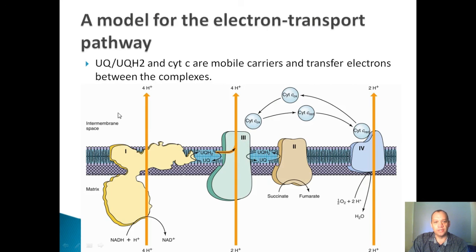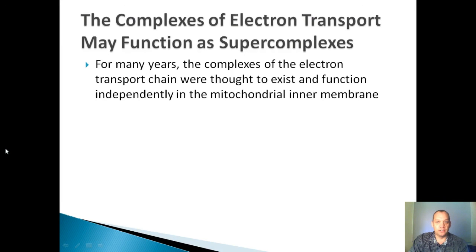We also recall that at 3 points in the electron transport chain we actually transfer protons from the matrix side of the membrane into the intermembrane space, and that is at complex 1, at complex 3, and at complex 4. But the free energy at complex 2 is not enough to allow the transfer of protons.